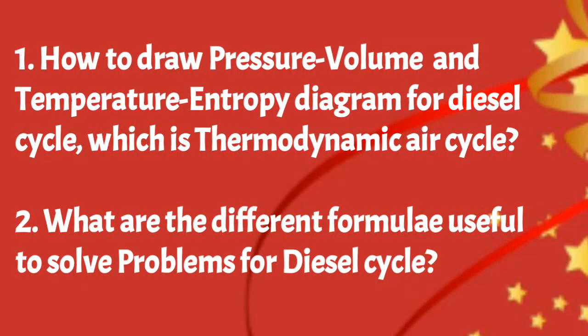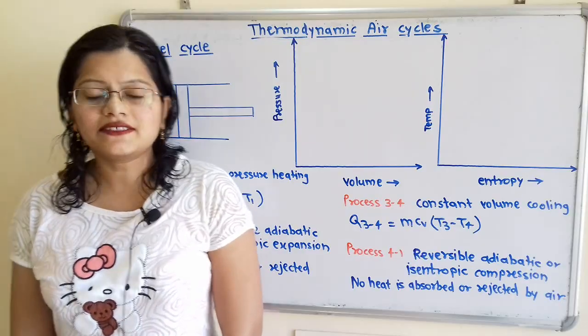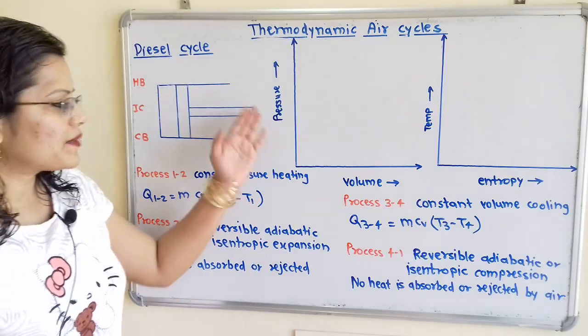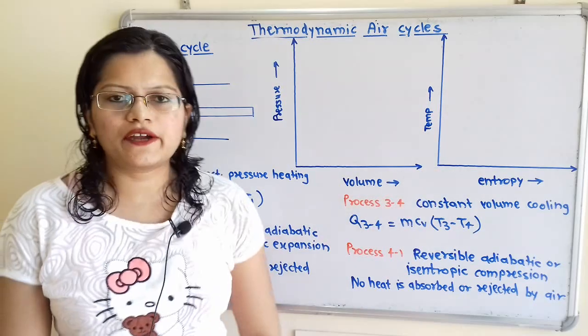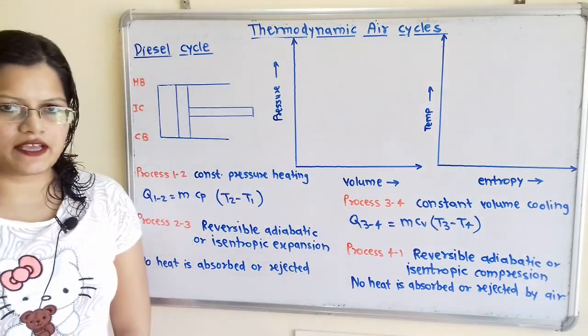First question is how to draw pressure, volume and temperature entropy diagram for diesel cycle, which is thermodynamic air cycle. Second question, what are the different formulas that are useful to solve problem for the diesel cycle? Let us understand how to draw pressure, volume and temperature entropy diagram for diesel cycle.